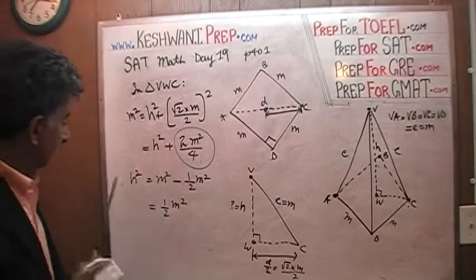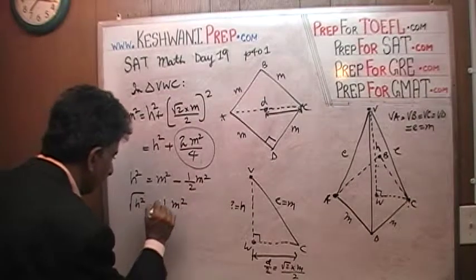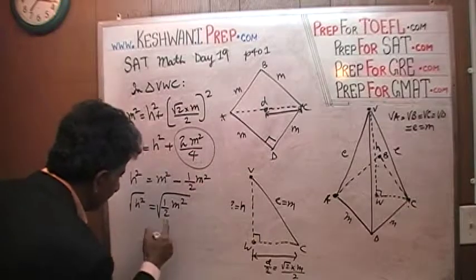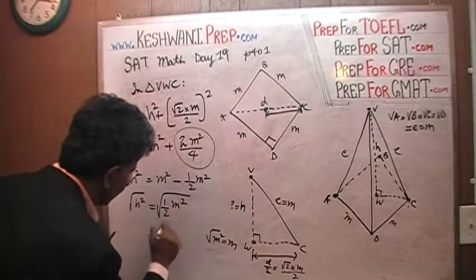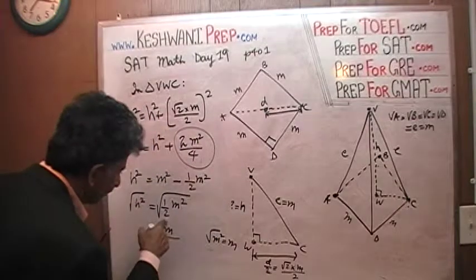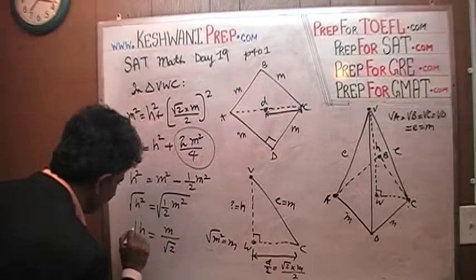That's it, we're almost there. Now take the square root of both sides. This is your h squared. Let's take a square root of both sides. And that gives us the square root of m squared, of course, is m, which is this quantity. And at the bottom we have square root of 2. That's it. This is our h. This is our height.